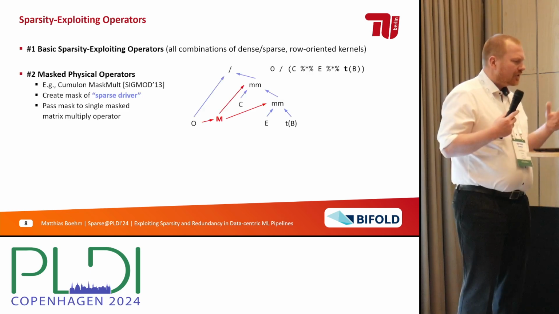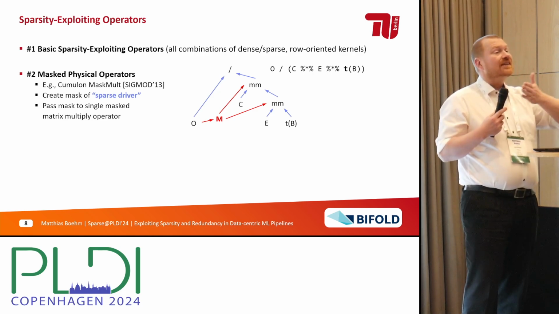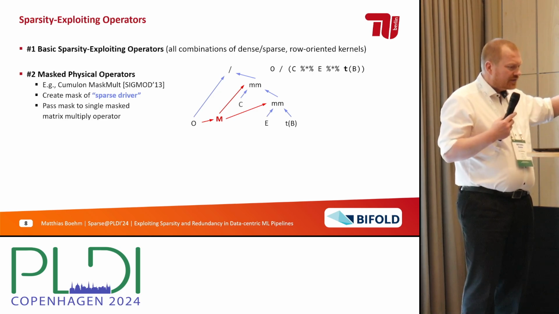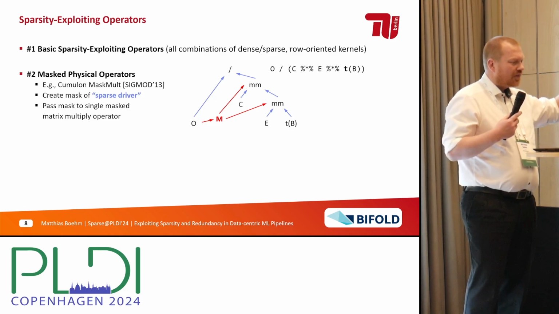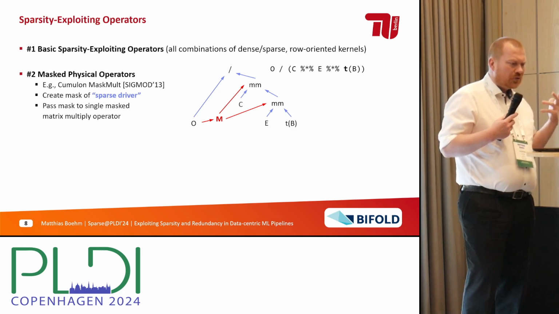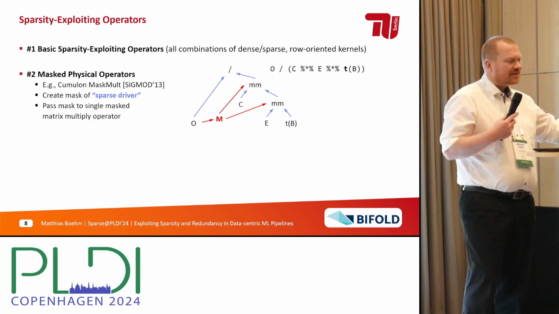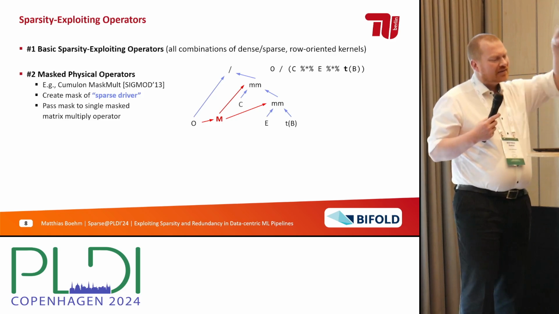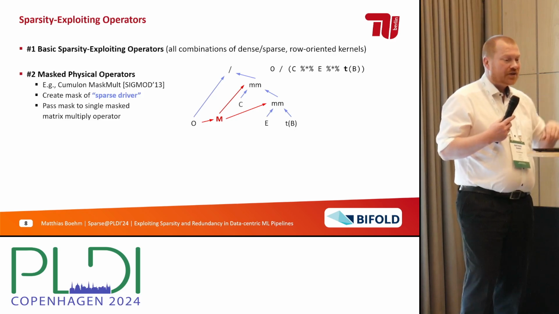In the literature, there has been then additional work on how we can exploit sparsity across entire chains of operators. So this is not from our group, this is from Duke University, but the first author was an intern at IBM in our group as well. So what they are doing, they essentially, from a sparse matrix, a sparse driver O here, compute a mask and feed this mask into an entire subtree of operators to only compute the cells that are actually relevant.